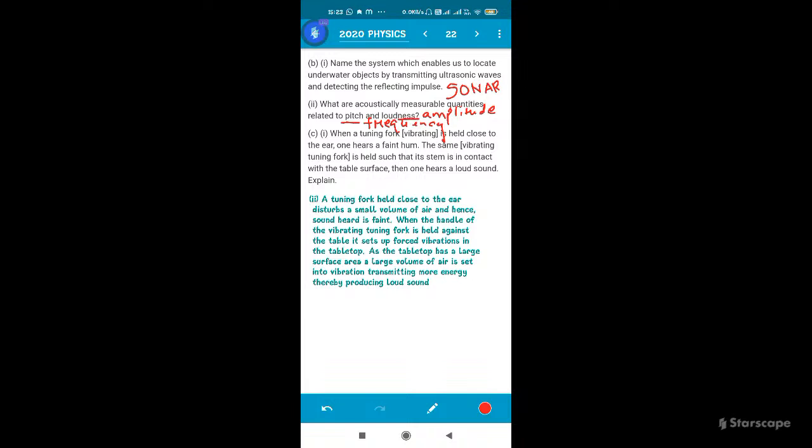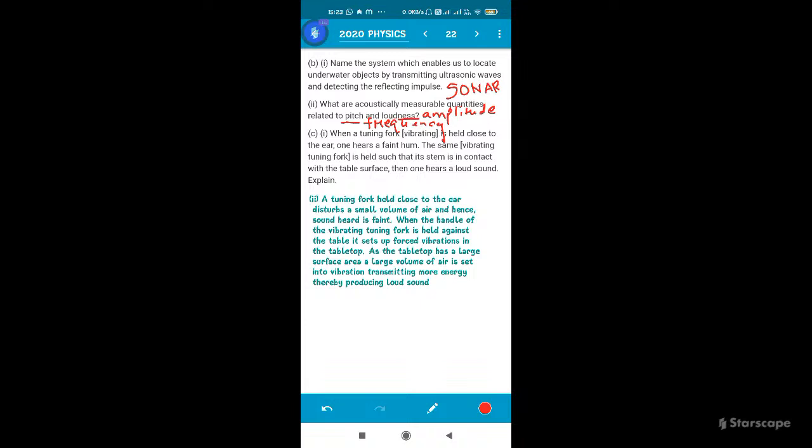You have to understand the question. The question itself looks complicated, right? With words like acoustically and measurable quantities, people will leave the question thinking, what the hell is this? But no, it's a very simple one. Okay, then let's move on to the next question. I have written the answer already. I'll explain it to you.